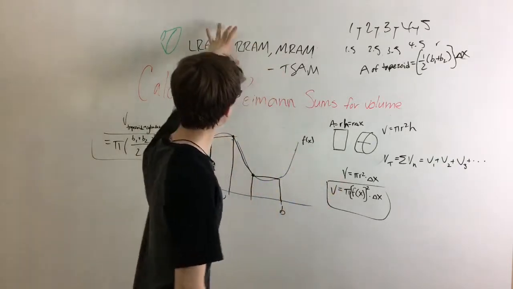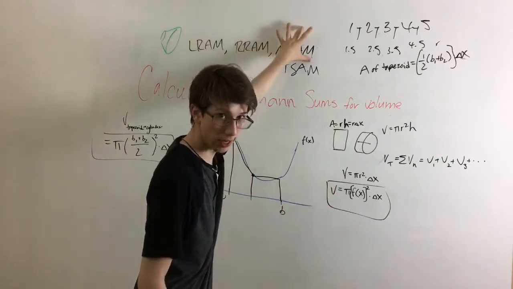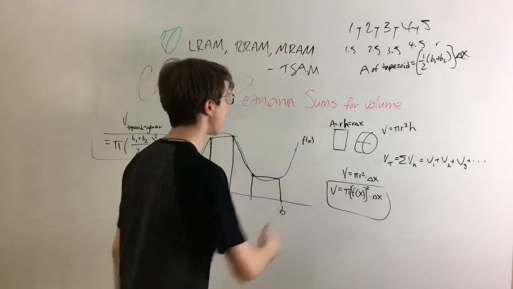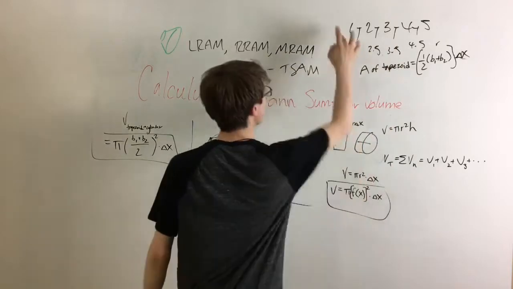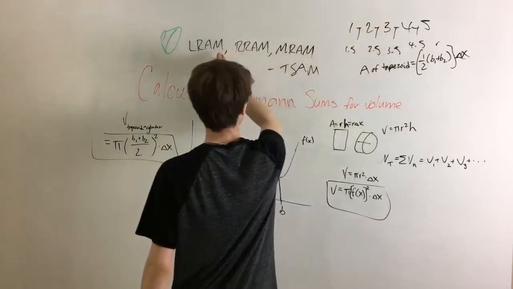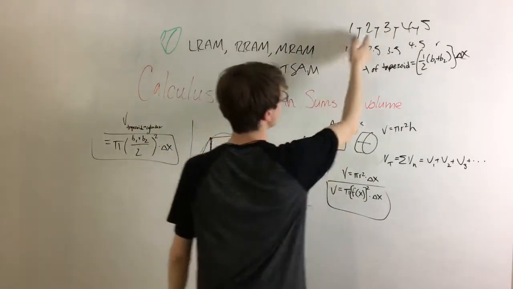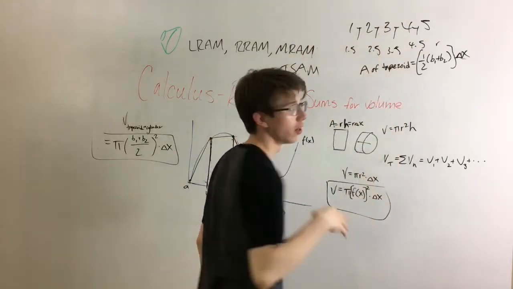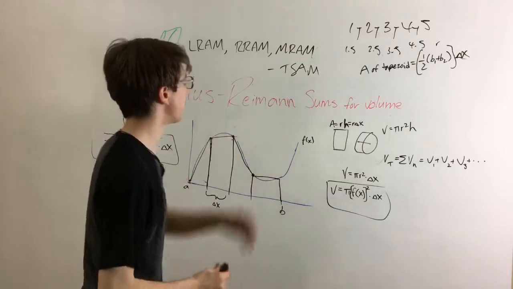So for these three, which is the rectangle, right? What we do is we take the left-hand points. So our x values, if these are our x values, would be 1, 2, 3, and 4 for the left-hand Riemann sum. For the right hand, it would be 2, 3, 4, 5, and for the midpoint, it would be 1.5, 2.5, 3.5, and so on. All right? Now for TRAP, it would be a little bit different.